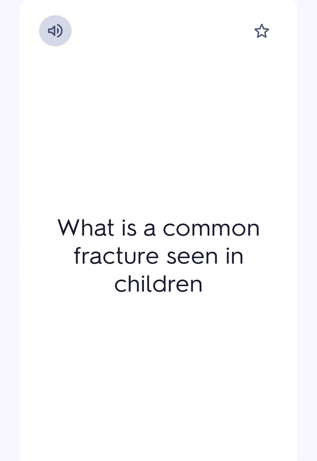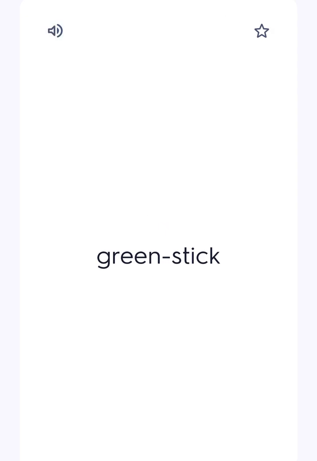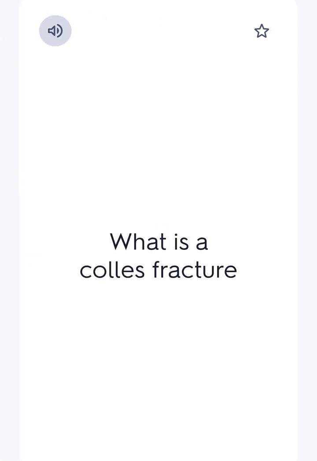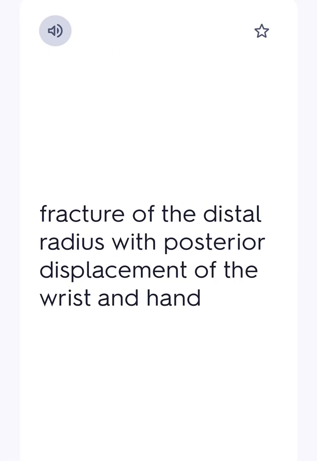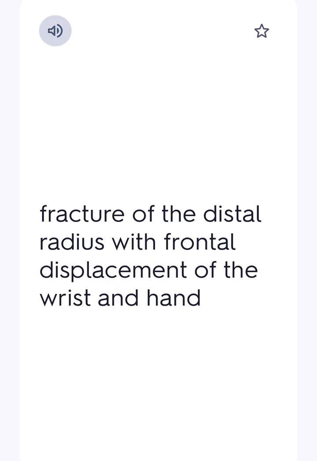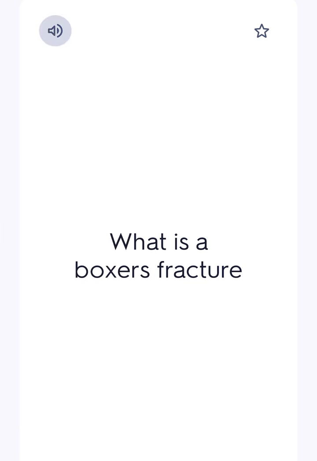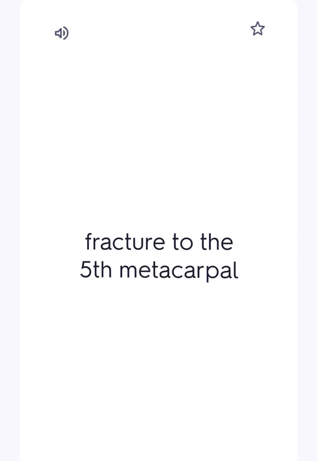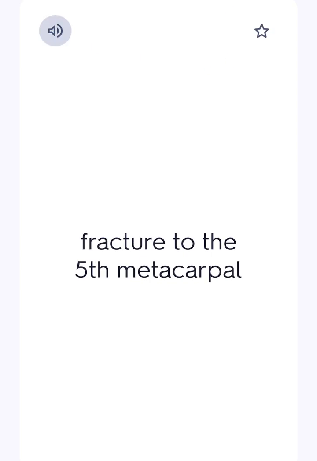What is a common fracture seen in children? Greenstick. What is a Colles fracture? Fracture of the distal radius with posterior displacement of the wrist and hand. What is a Smith's fracture? Fracture of the distal radius with frontal displacement of the wrist and hand. What is a boxer's fracture? Fracture to the 5th metacarpal.